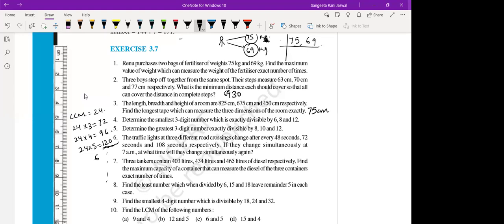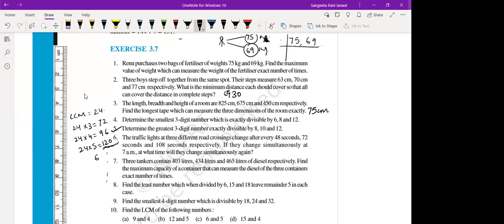Okay, Harshit, you are done with the fifth one. Tell me, what did you do in the fifth question? Ma'am, I did LCM of 8, 10 and 12. I got 120. Then I multiplied it with 8 and got 960. Okay, so this is the greatest 3-digit number, exactly divisible by 8, 10 and 12. So like we did the previous question, it's exactly on the same lines.